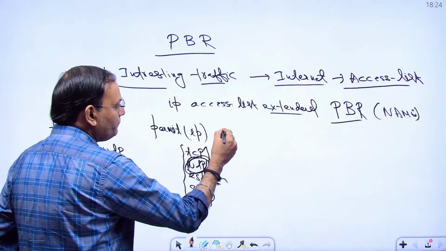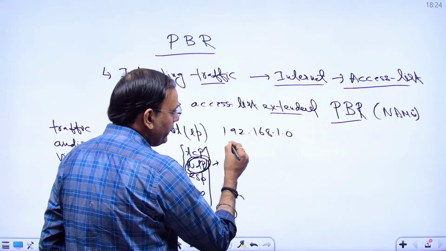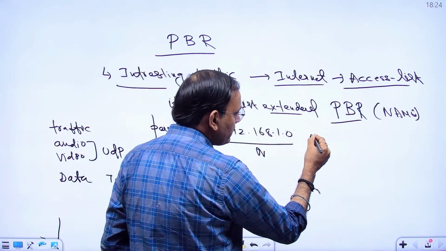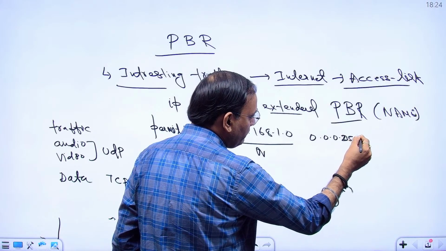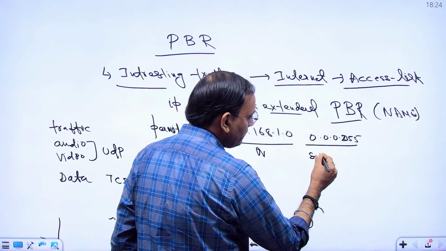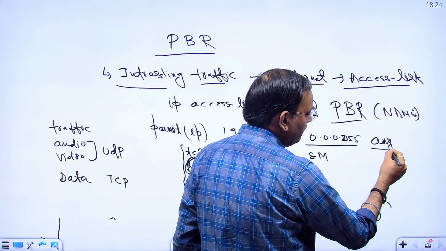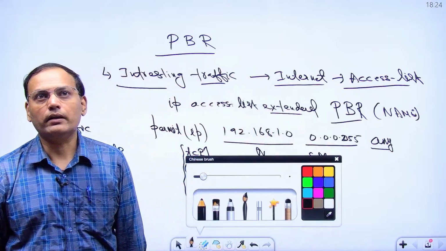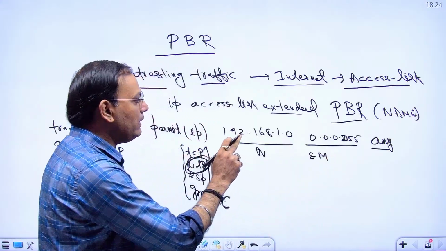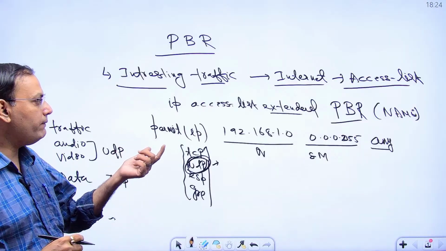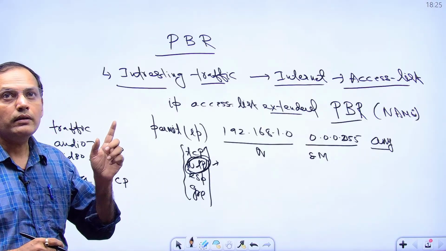So permit IP, your subnet was 192.168.1.0. This is your network part. Your wildcard mask is 0.0.0.255, not /24 or 255.255.255.0, which is the subnet mask. And your destination is any. Any means anywhere, so the destination can be anything. That's why I have mentioned permit IP 192.168.1.0. This statement means traffic from 192.168.1.0 to anywhere.